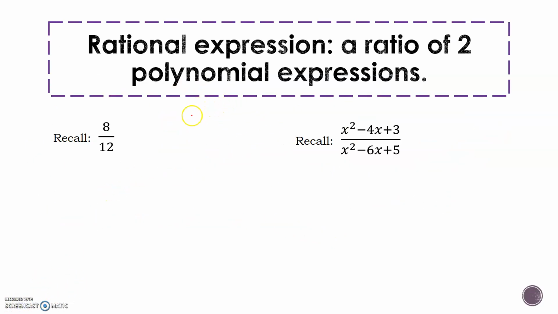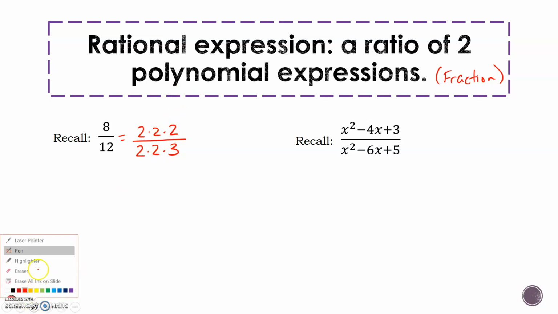A rational expression is a ratio of two polynomial expressions, or basically a fraction. So if you look at 8 divided by 12, 8 is a term, not a factor. The factors of 8 are 2 times 2 times 2. The factors of 12 are 2 times 2 times 3. Break down your numbers into prime factors. Since you have only numbers here, you can only break it down into the prime factors of that number.